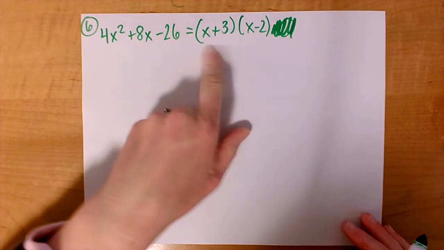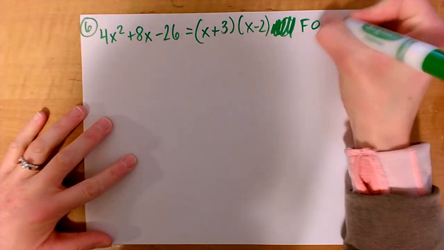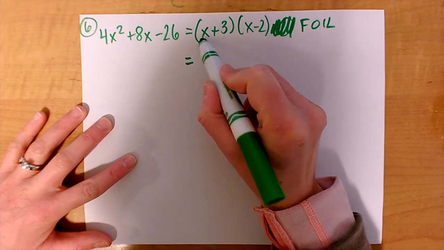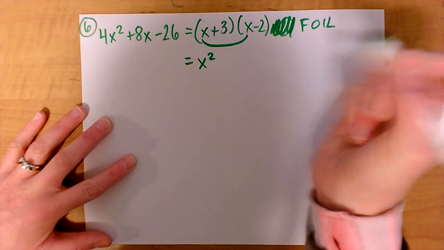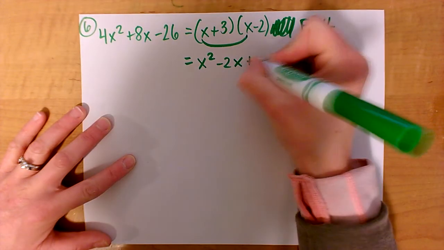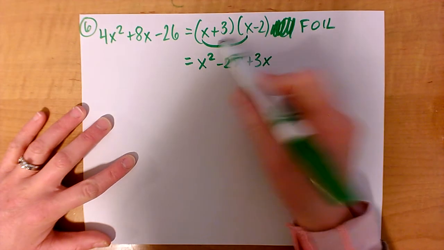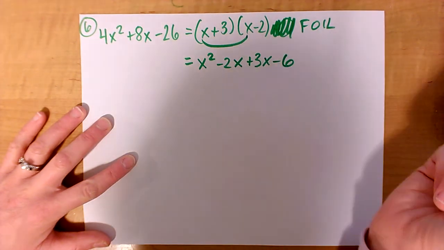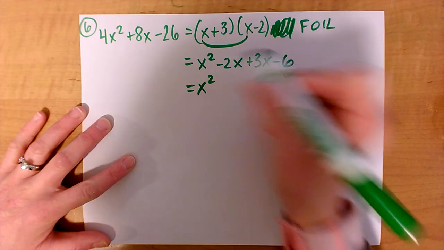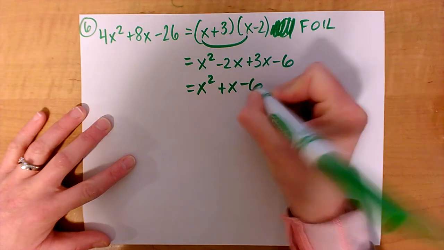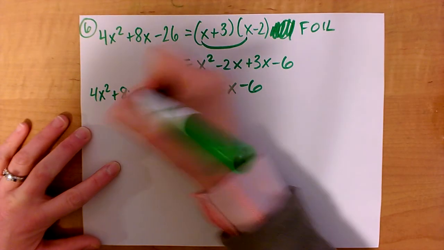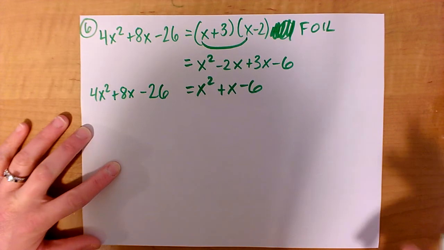So what we've got to do on the left side is FOIL that out. If I FOIL out my x plus 3 and my x minus 2, okay? Multiplying my first, x times x is x squared. My outers, x times negative 2 is negative 2x. My inners, 3 times x, that's positive 3x. And then my last, 3 times negative 2 is negative 6, right? And then I can combine like terms. So negative 2x plus 3x is going to give me a positive x, and then I have minus 6, right? And then on the other side, I have 4x squared plus 8x minus 26.